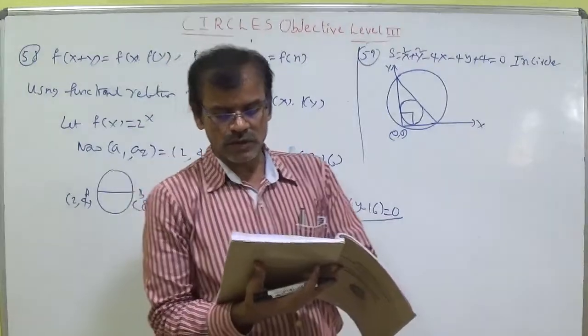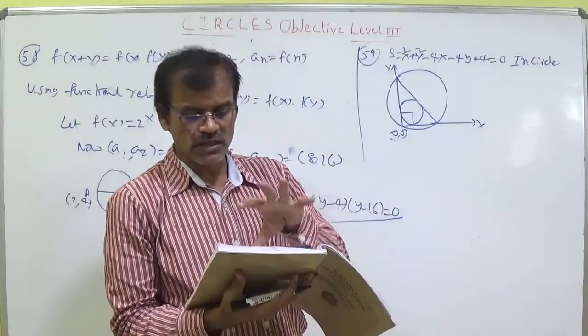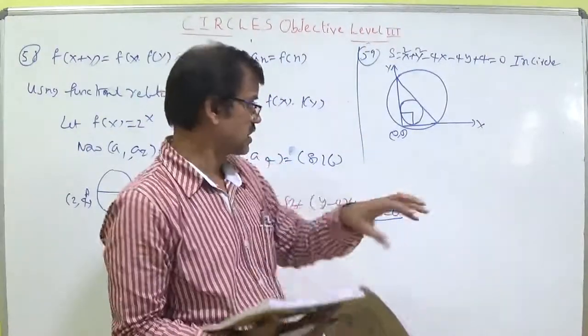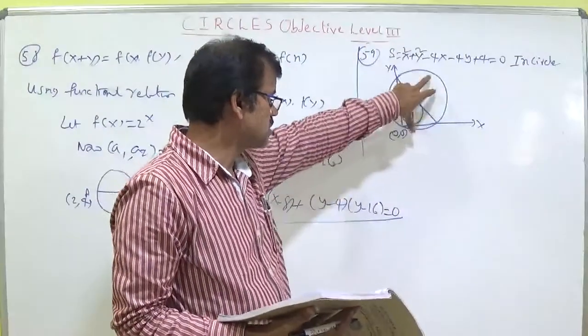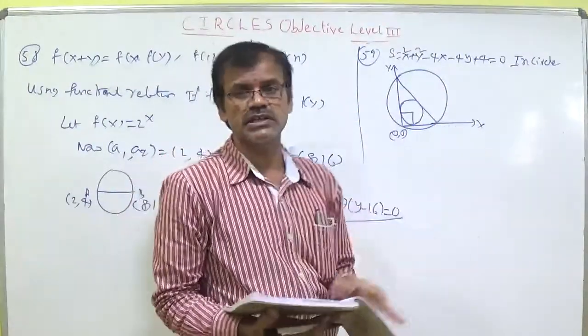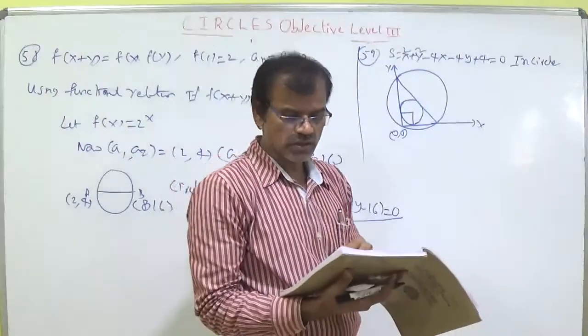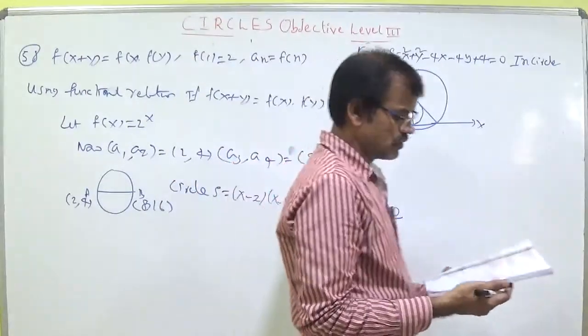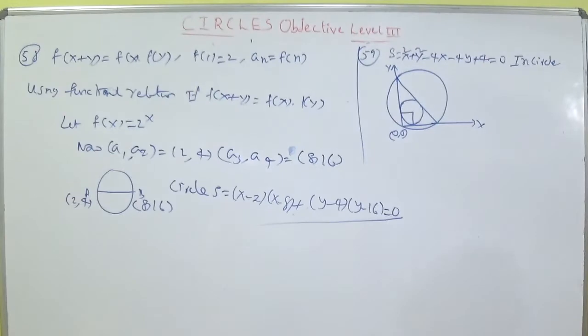Next he is asking for the locus of the circumcircle of this triangle. This is the triangle. The circumcircle means the circle which passes through all the vertices of the triangle. Then what is the value of m? Let us discuss the concept of area.